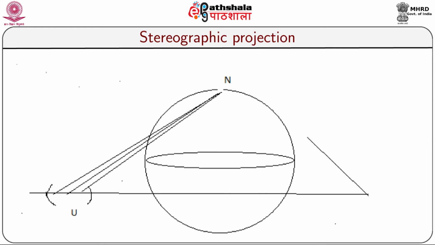The picture is like this. So, here we have considered the set U and the set of intersection of the line segments from N to points of O on the sphere.